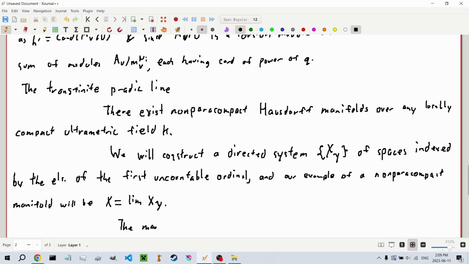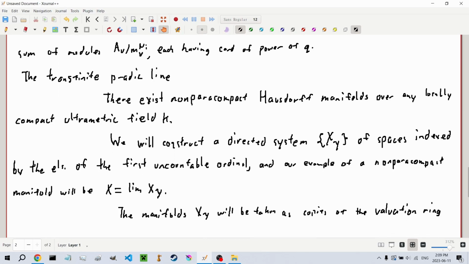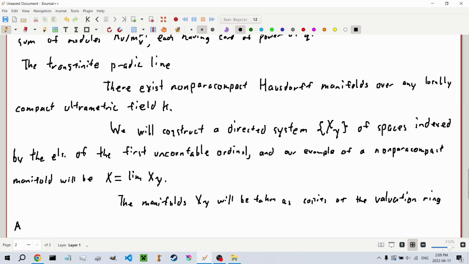The manifolds X gamma will all be taken as copies of the evaluation ring, which here seems we're just writing as A of K.